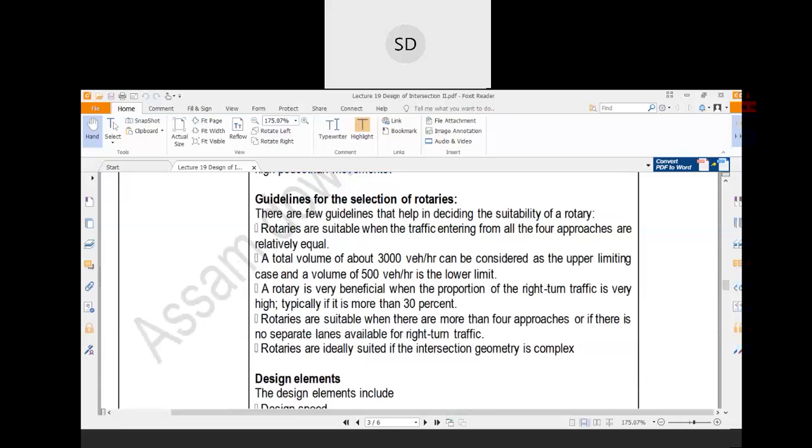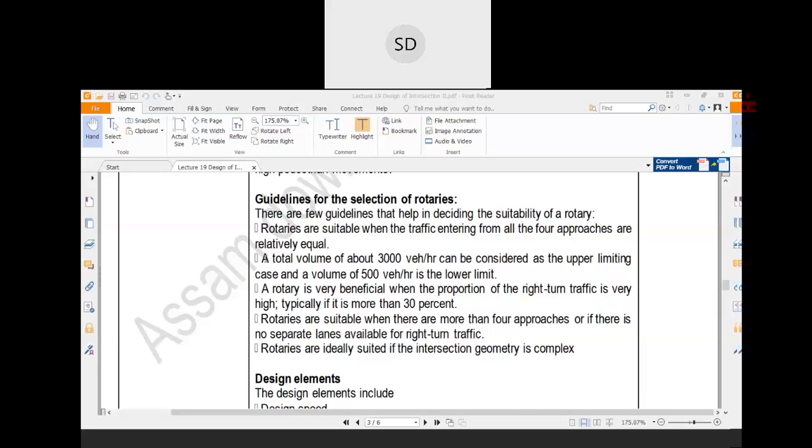Now there are different guidelines for the rotary intersection. The first one is that rotaries are suitable when the traffic entering from all the four approaches is relatively equal. That is, all the intersecting roads should be major roads. If major and minor roads meet with each other, in that case a rotary intersection is not suitable.